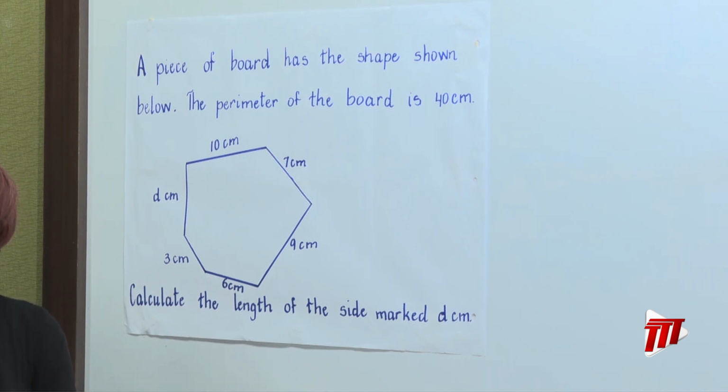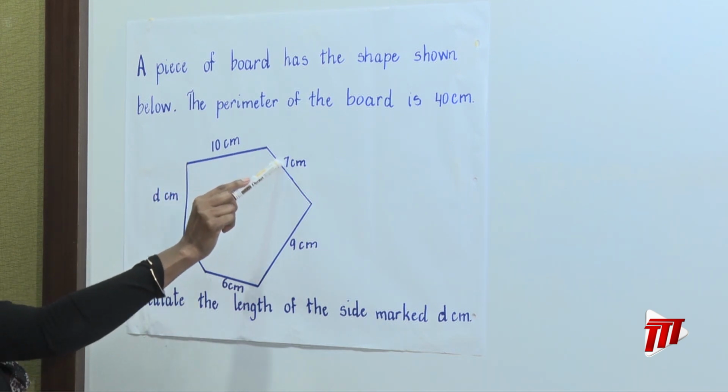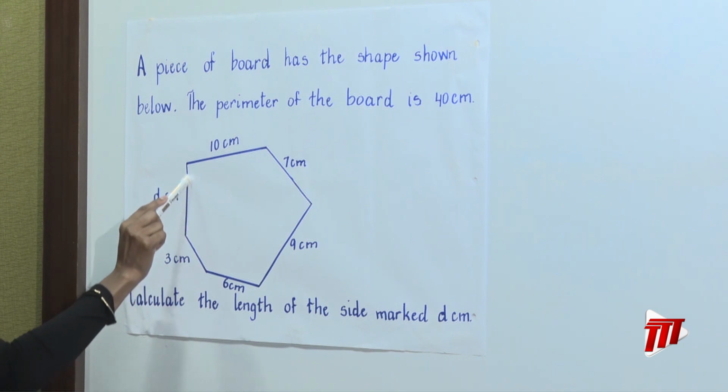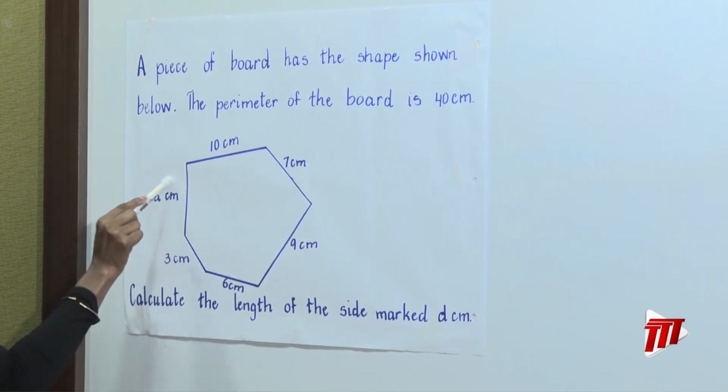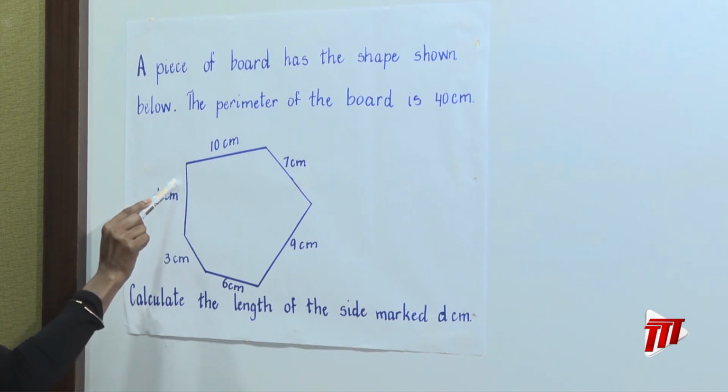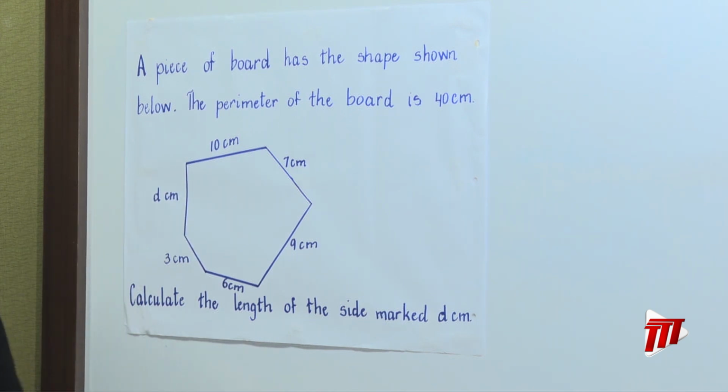Problem number 2 now. You'll realize, and I'm starting with the less challenging questions, and then by the end you'll realize we have more difficult questions. So let's pay attention to problem number 2 now. A piece of board has the shape shown below. The perimeter of the board is 40 centimeters. Calculate the length of the side marked D centimeters. Are you seeing the board? Are you seeing the given dimensions? This is the missing side. It's represented by D.